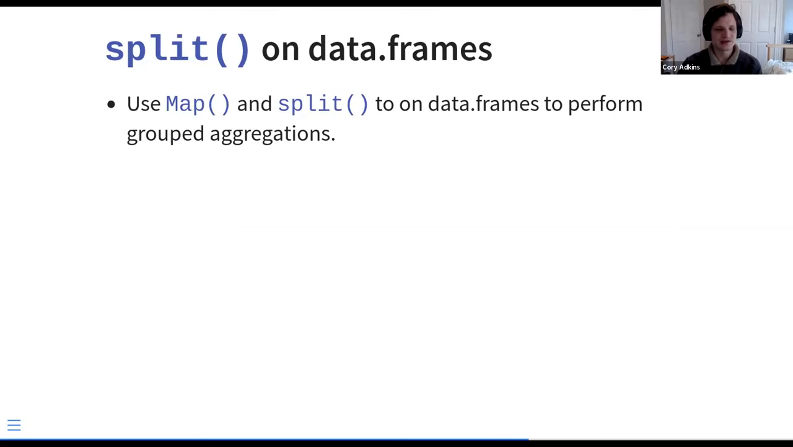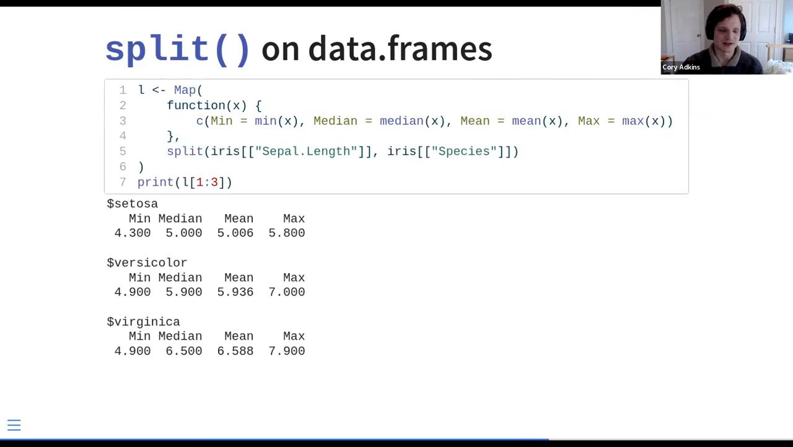And then of course, I think the big use of split, especially probably before dplyr was developed, was to perform grouped aggregations on data frames. Here's an example of that, using map and split. I can have this function that just asks for the minimum, median, mean, and maximum, and then you map that onto a list generated by split, and that list is just the elements in each species category. So split returns a list of all the setosa flowers, all the virginica flowers, and all the versicolor flowers, and then the map function gets applied to each element of that list, so you get a nice grouped aggregation.